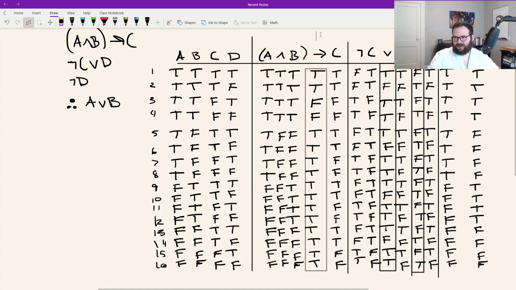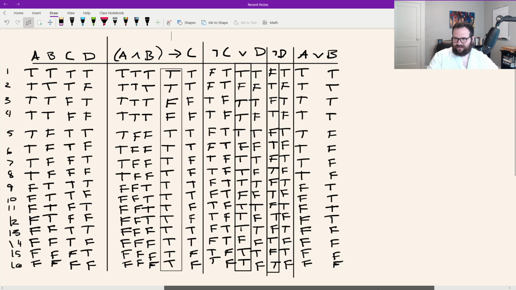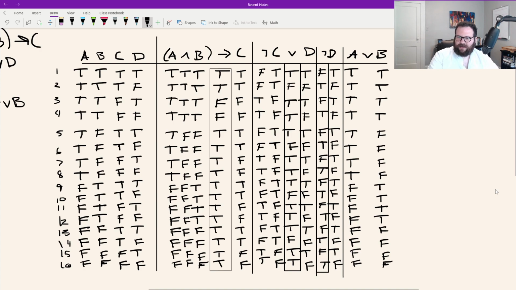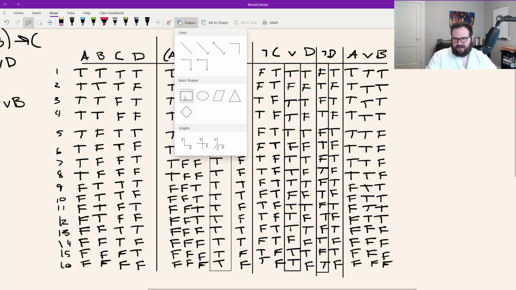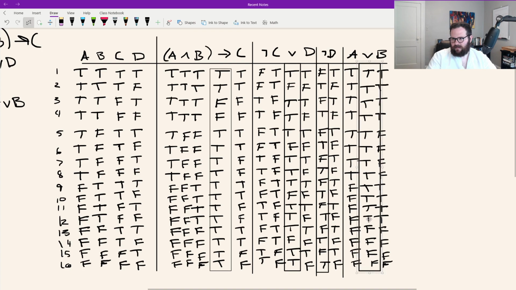And last, we have to solve for our conclusion, A or B. Okay. Let me move this over. It's easier to write. There we go. We know that a disjunction is true so long as one side or both sides are true. False if both sides are false. Okay. So true, true, true, true, true, true, true, true, true. True, false here because both sides are false, and false the rest of the way down, it looks like. Okay, so the truth table is complete.